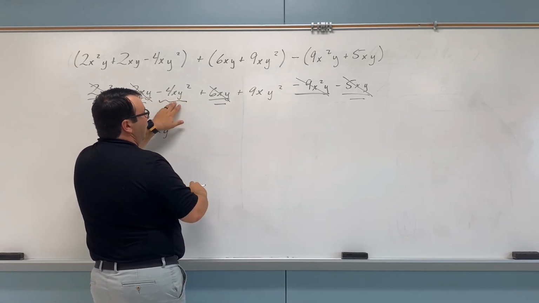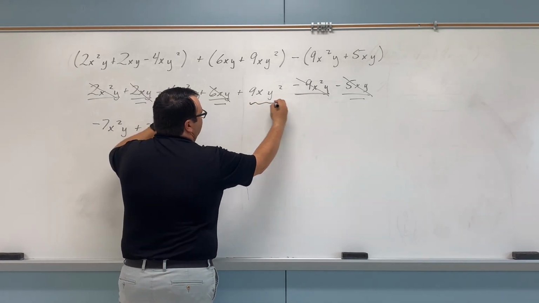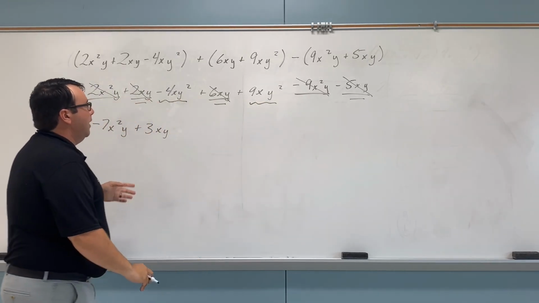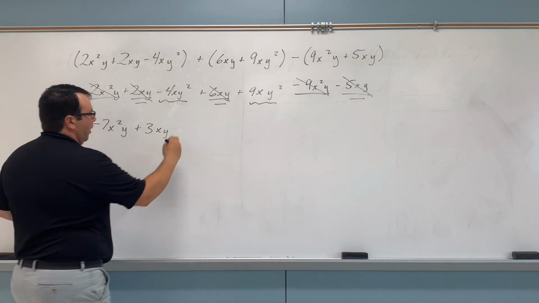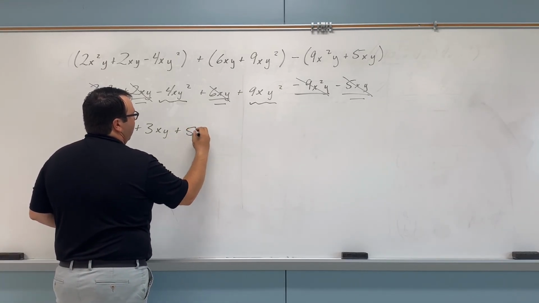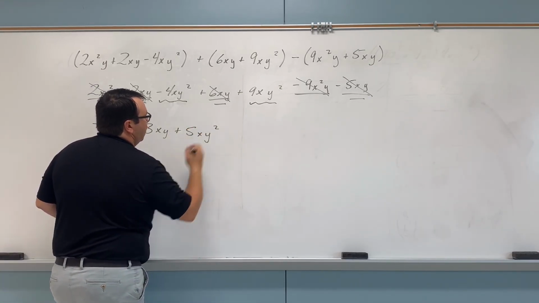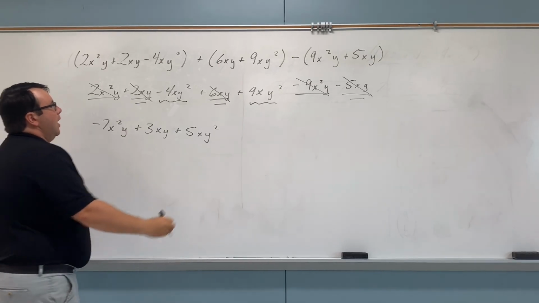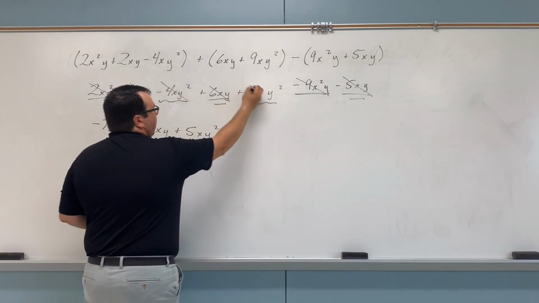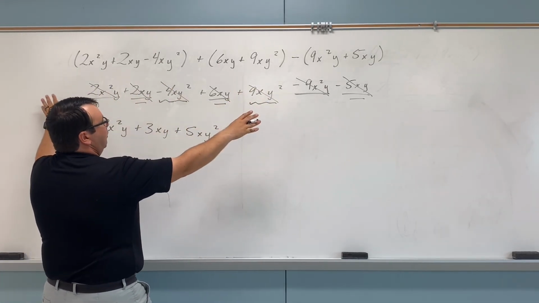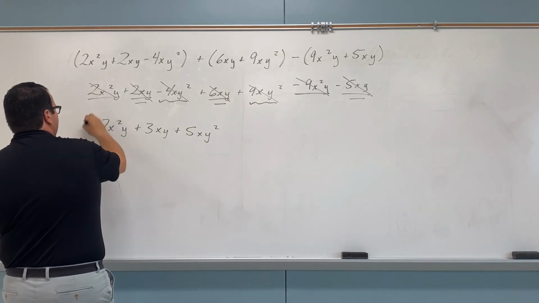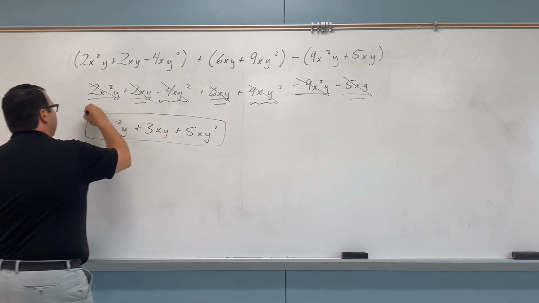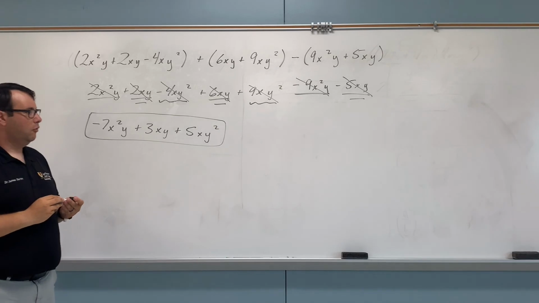So I have an xy squared. This is also an xy squared. I can combine those. Negative 4, positive 9 is a positive 5xy squared. Now, I've crossed those out. Do I have anything else? No. So there is my solution.